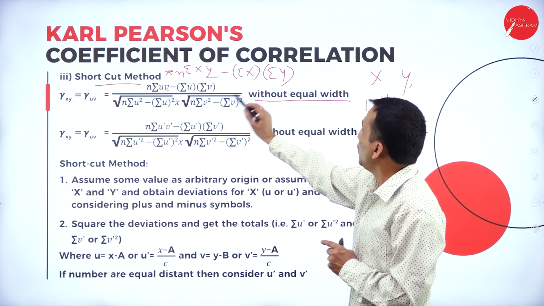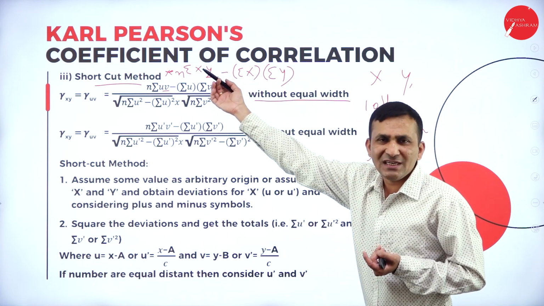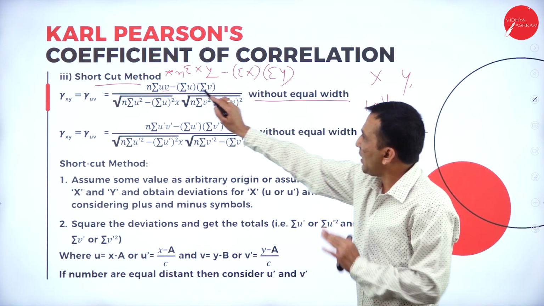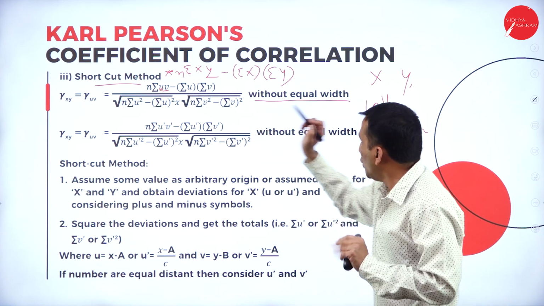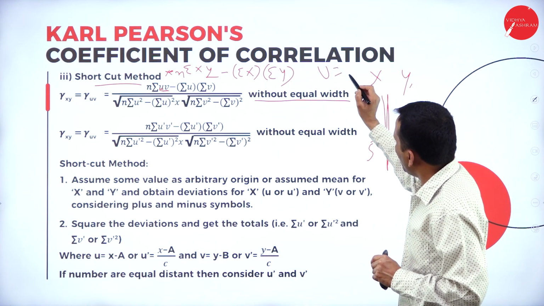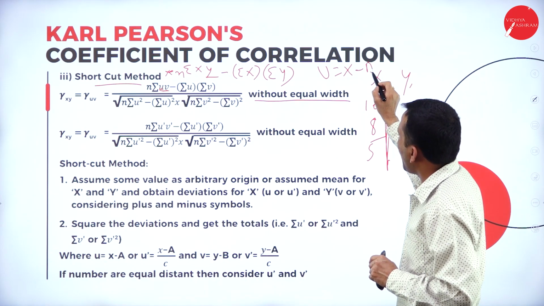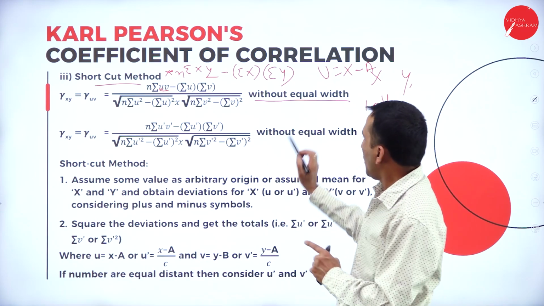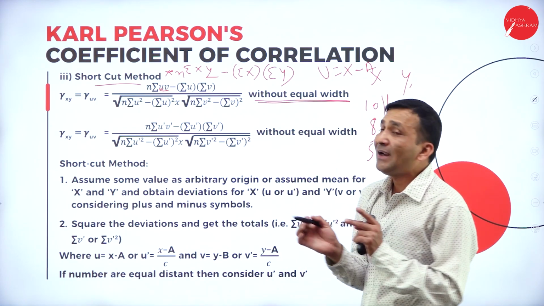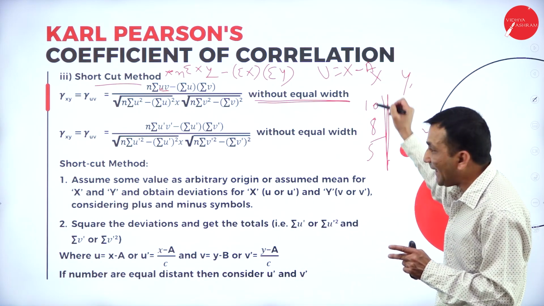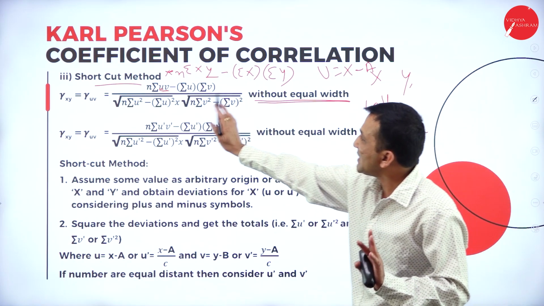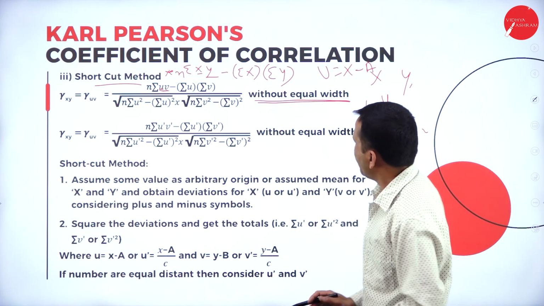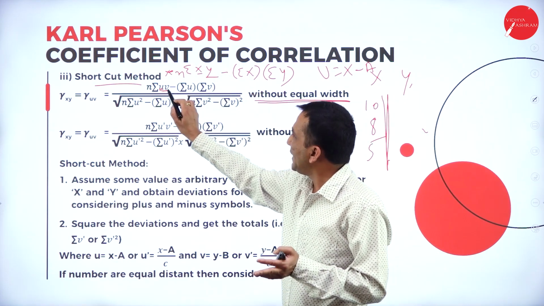How are we getting u? Very simple. From the question, the x series and y series that you identified. So how do we find u? u is equal to x minus a. You are assuming any one value from the x series. So that's without equal width. In this case, we are not finding the equal width. That's why we write just u. Wherever you find x, we just replace it with u. Wherever you find y, we write just v.